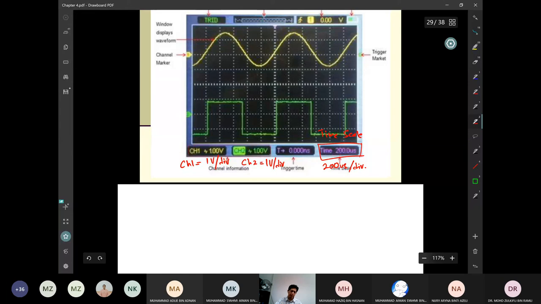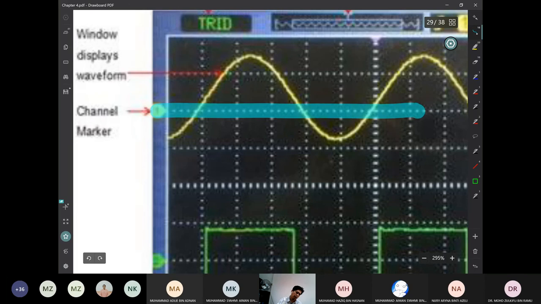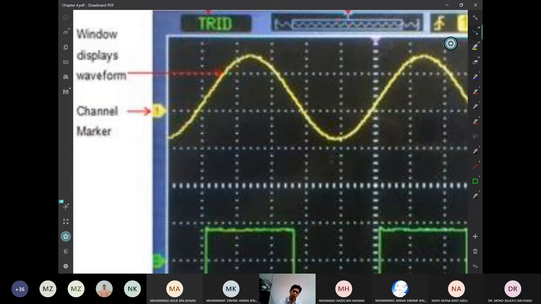Ini oscilloscope ni memang masalah. Sudah final year pun rabak lah. So what is Vpeak for channel 1? Channel 1 dulu. So if you can see, so this is 0 volt lah, center line. So the center line is not balanced, positive and negative. So difficult to measure Vpeak. So we have to measure Vpeak to peak.